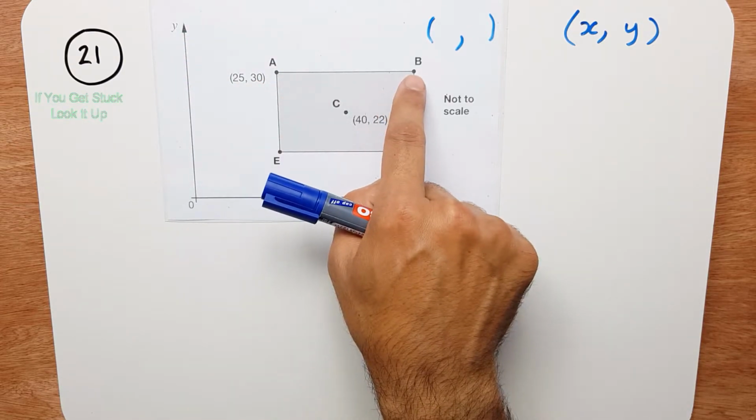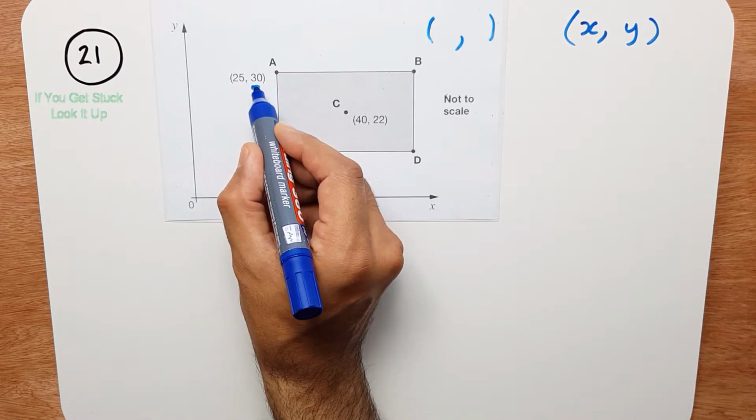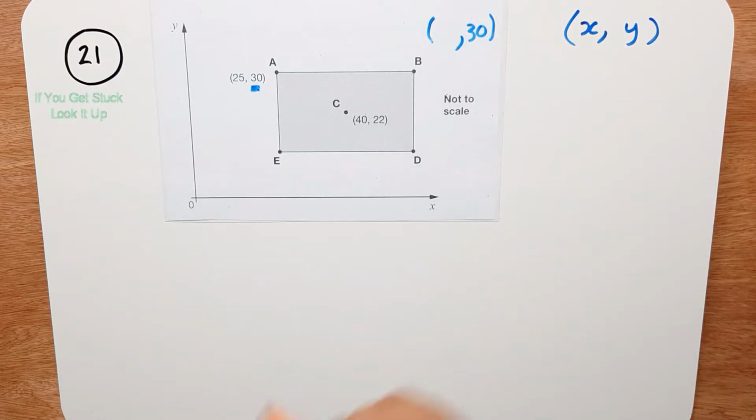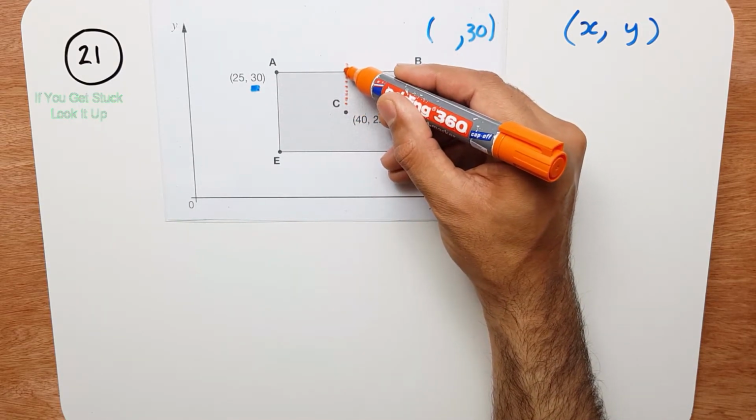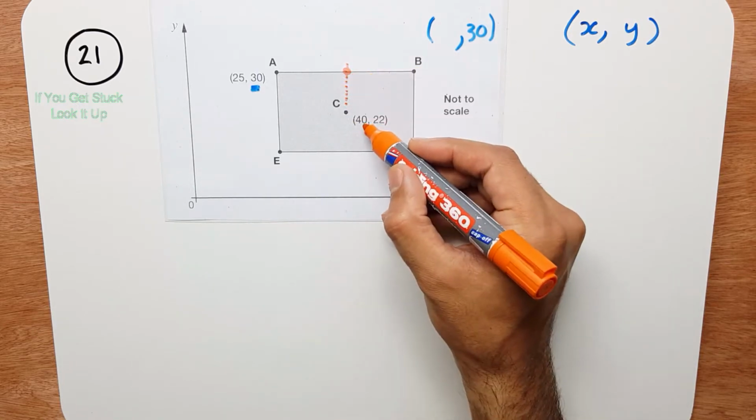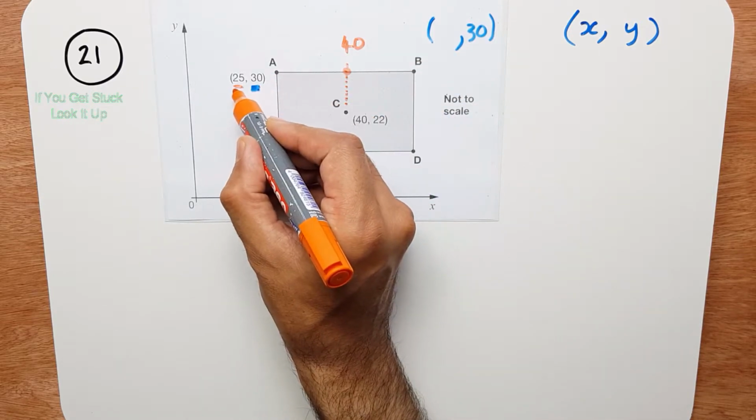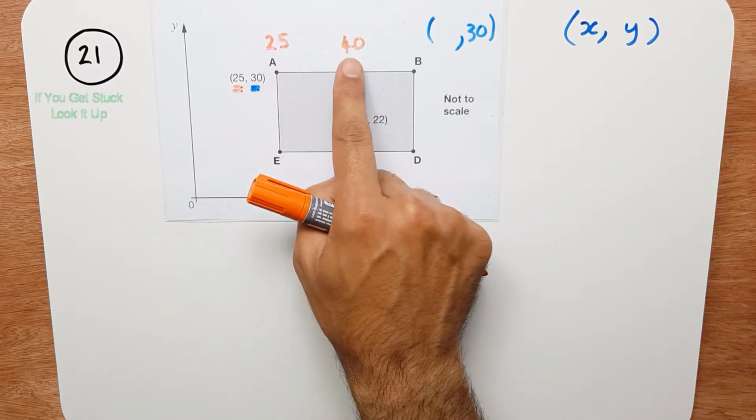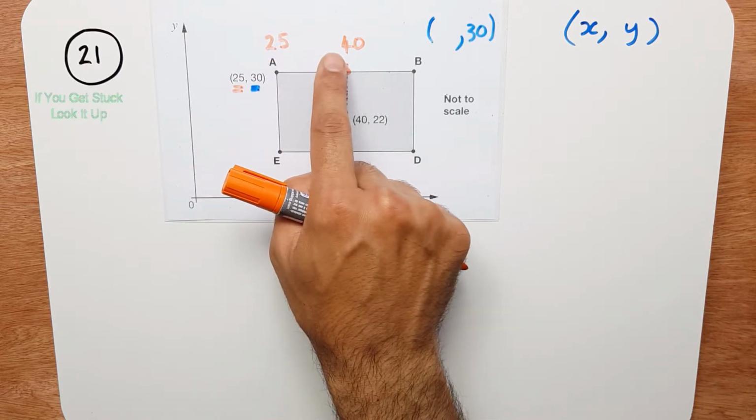Now I can see point B is at the same height as point A, and it's our second coordinate that tells us our height. So I know this is 30. Now if I draw a line up from C, I know this X coordinate is 40. And I know this X coordinate is 25. And from 25 to 40 is halfway, because we said C is the center of the rectangle. So I need to work out the difference between those two.